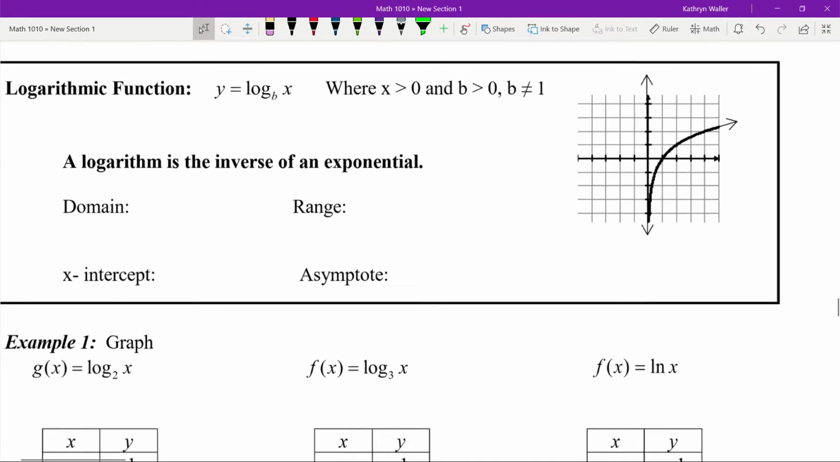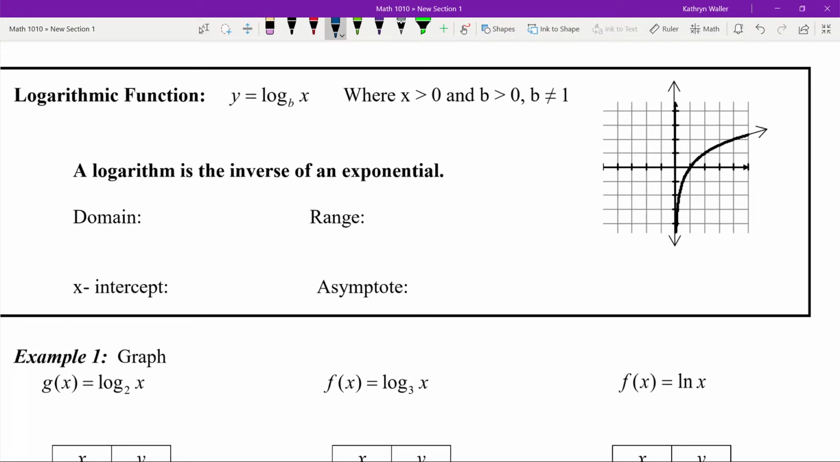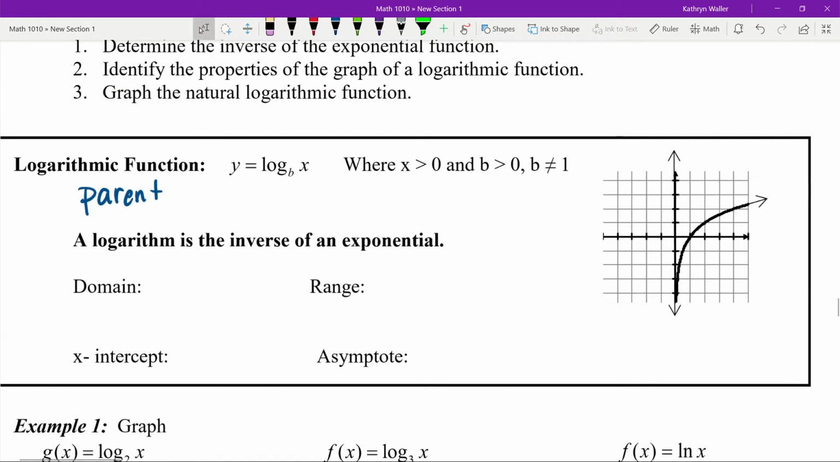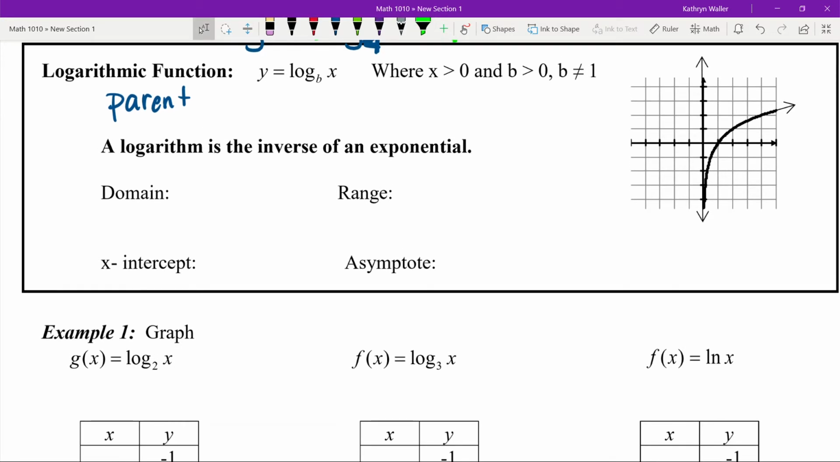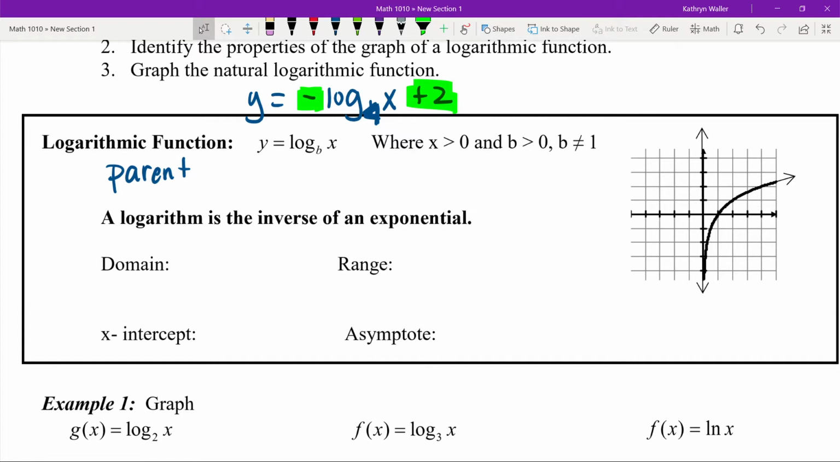So right here is a parent log graph. I want you to write down the word parent. What does parent mean? Parent means you don't have any adjustments, okay? Don't write this down. But I just want you to understand, if I have negative log base b of x plus 2, or let's say log base 4 of x plus 2, that is not a parent log graph. It's not a parent because you've got that plus 2 and that negative that changes the graph. So these properties I'm talking about right here, there's no plus 2, there's no negative, it's just the log, the base, and what you're taking the log of. Who says gotcha? Let me see up high.